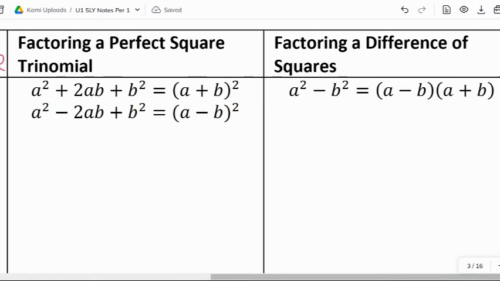Before I go to PST, let's do difference of squares. Okay? Factoring a difference of squares. I love it.